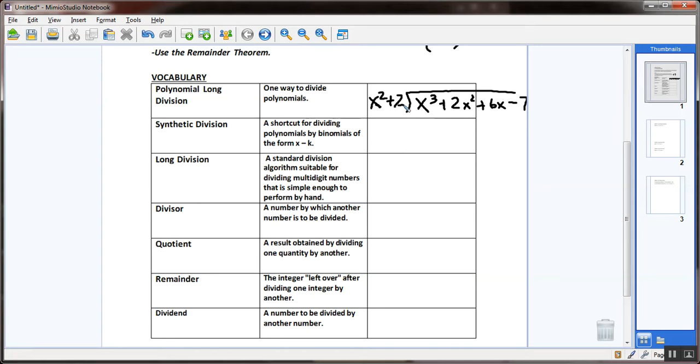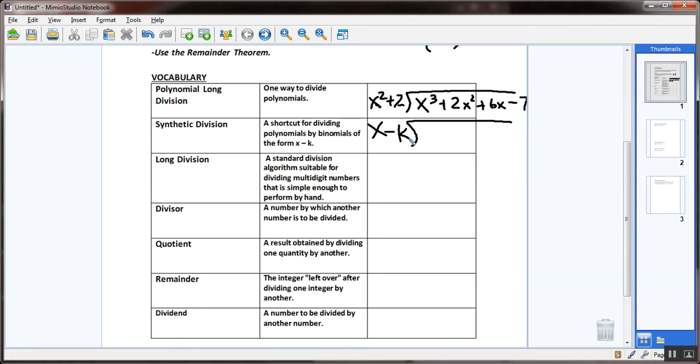Synthetic division is going to be a shortcut for dividing polynomials by binomials of the form x minus k. The thing you need to understand about this is when you're dividing, you have to have something in here. The x minus k goes out here. It can't be x squared minus k. It can't be x to the third minus k. It has to be x to what power? Okay, it has to be x to the first power minus k.